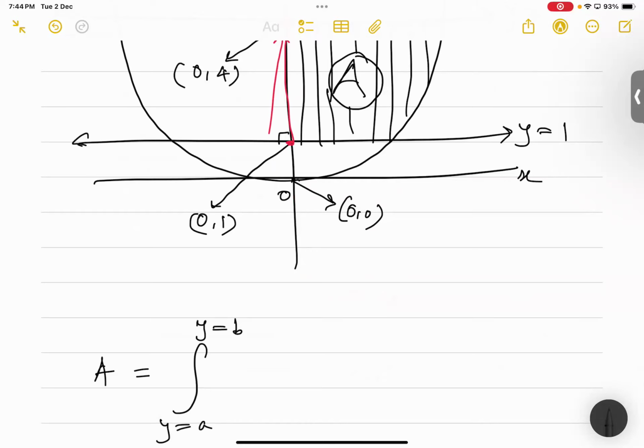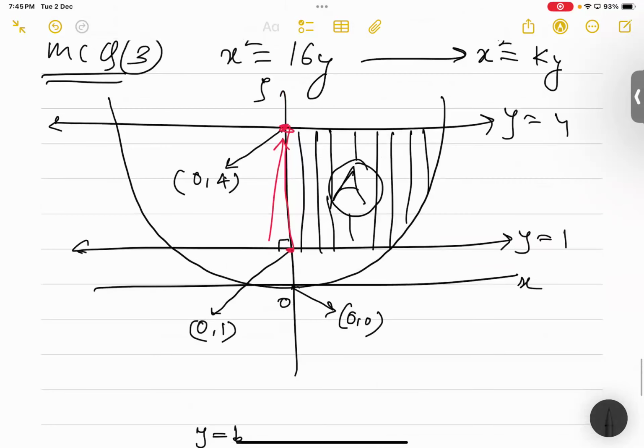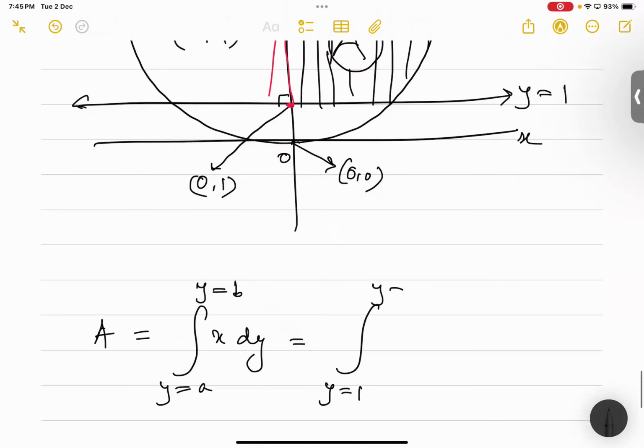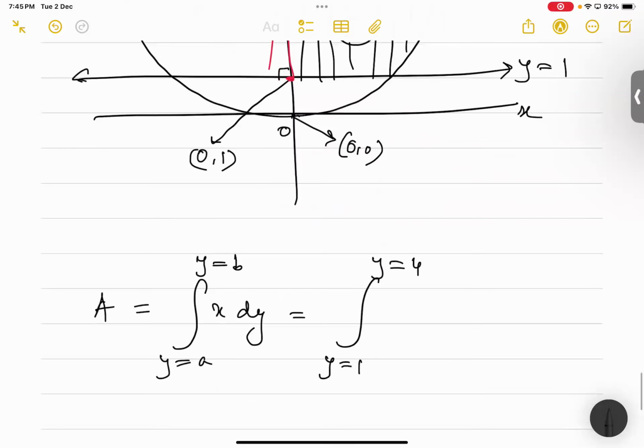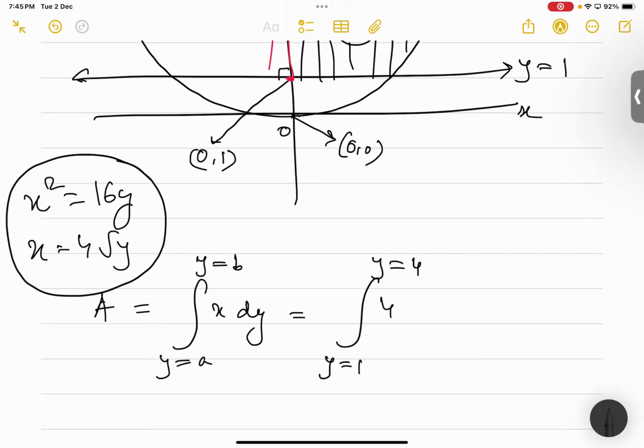I've given you this formula: x dy. Correct. So y is equal to what? 1 to 4. X, what is x? X we will get from the curve. Now, what is the curve? X square equal to 16y. So, what is x? 4 root y. Now, this calculation you already know. Start.